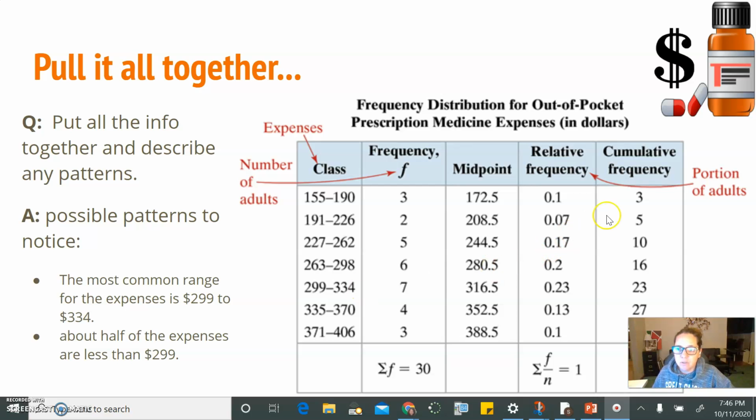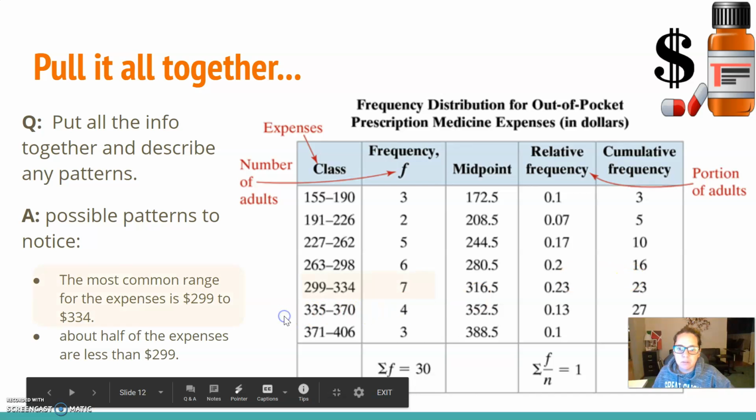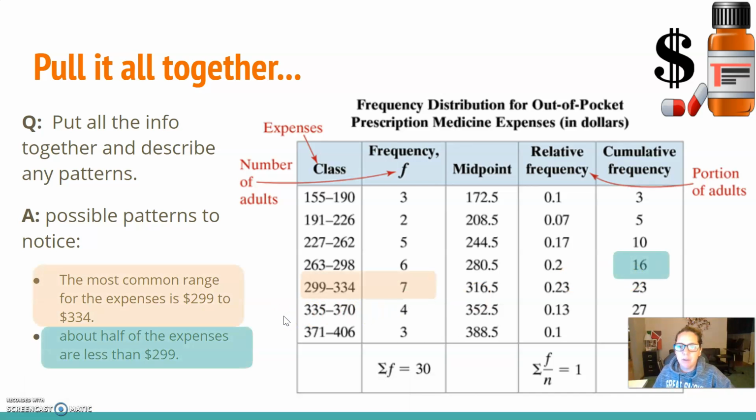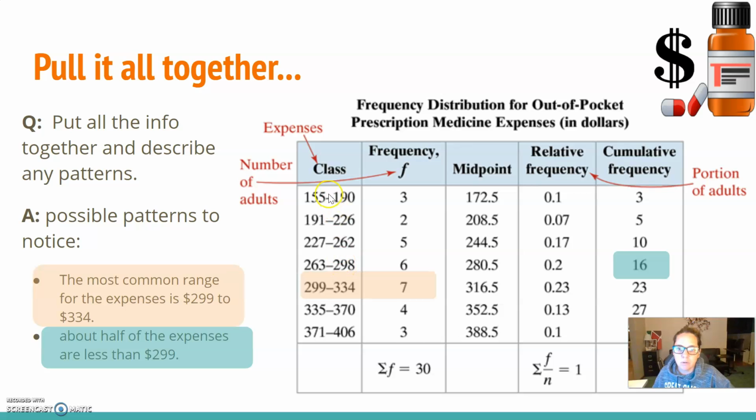Another thing you could look at if you use the cumulative frequency is that about half of the 30 spent $298 or less, right? That's what this cumulative means. So when they get up to about half of what the original sample size was, it was 30. So about half of that's 15. So about half of the people spent under $299. And those are the different things you want to look for.